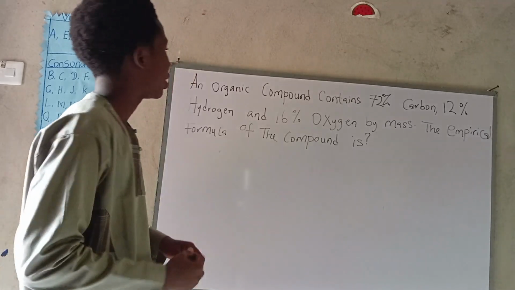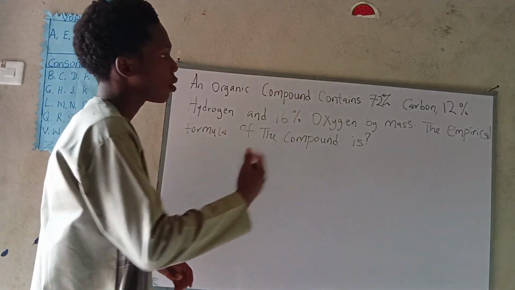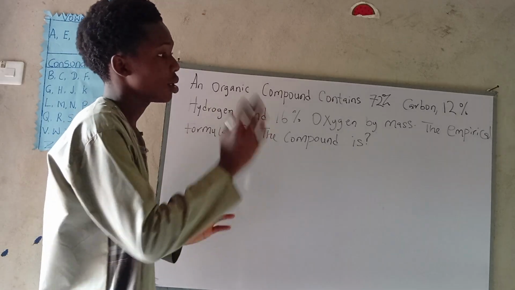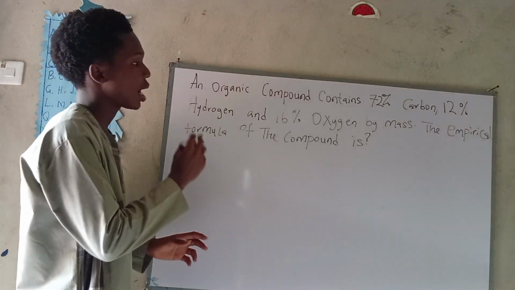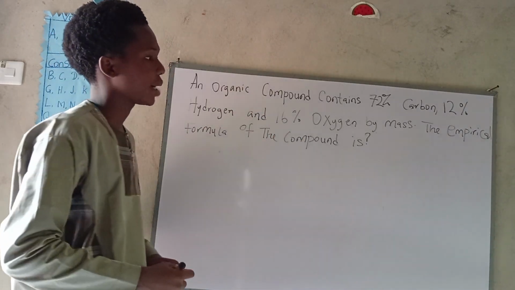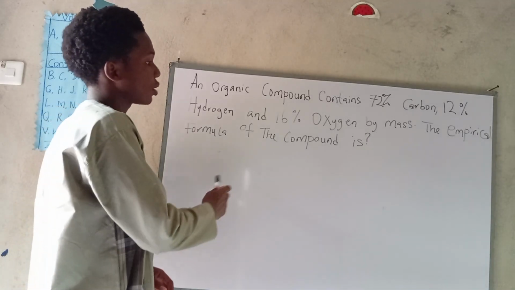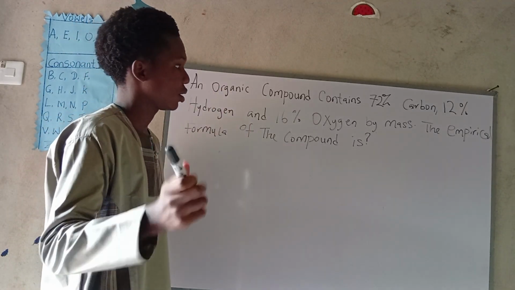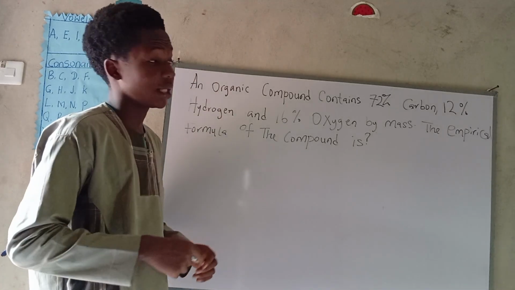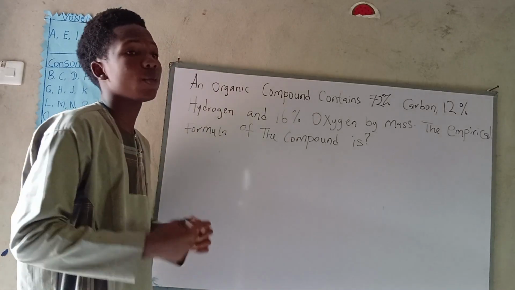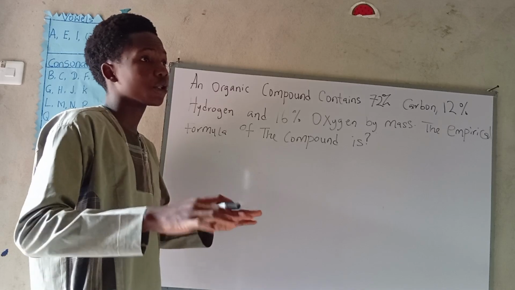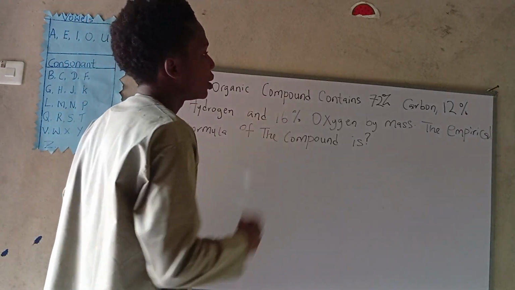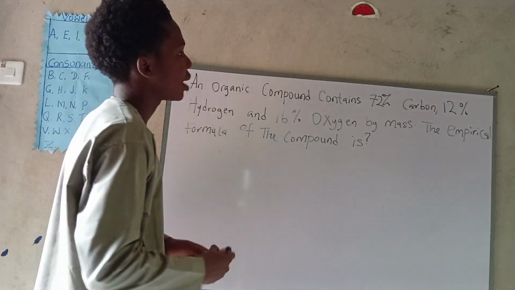So now let's go. If we see a question like this: an organic compound contains 75% carbon, 12% hydrogen, and 16% oxygen by mass. Sometimes they don't give us the percentage of one of the elements. They will just name the element, but they won't give us the percentage. I will also show us how to solve that. So now they ask us what the empirical formula of this compound is.